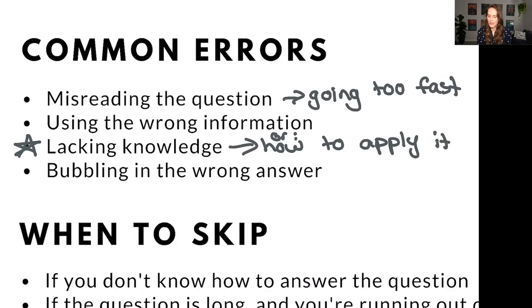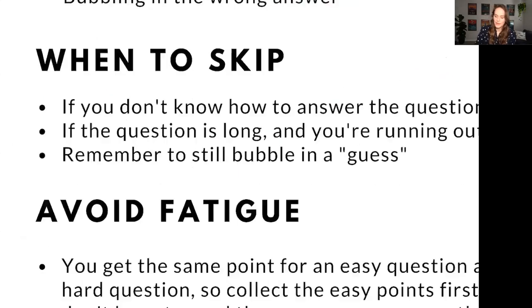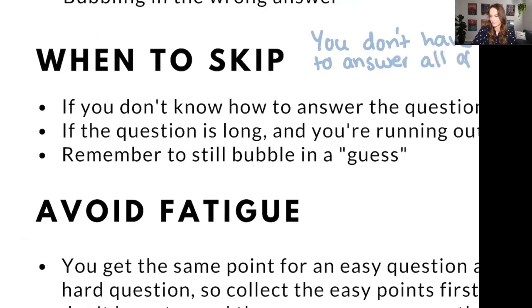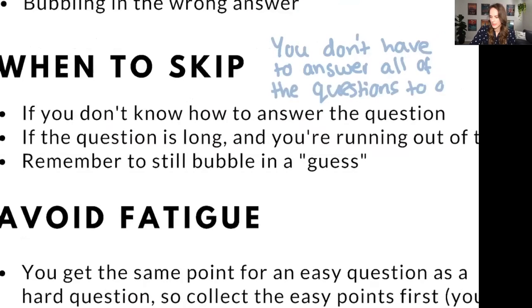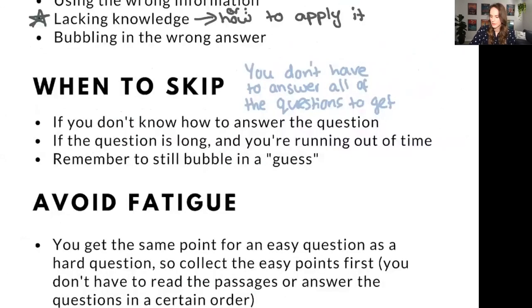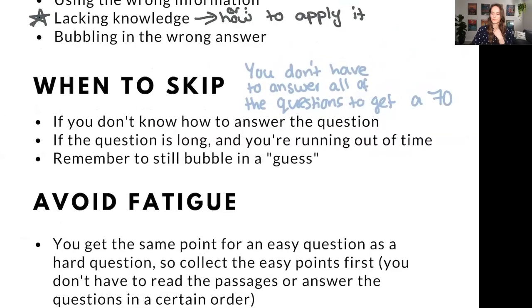So when to skip. A big thing that surprises a lot of students is you don't have to answer all of the questions unless you want an 800 in a section. To get a 700, or 1400 combined, you don't need to.